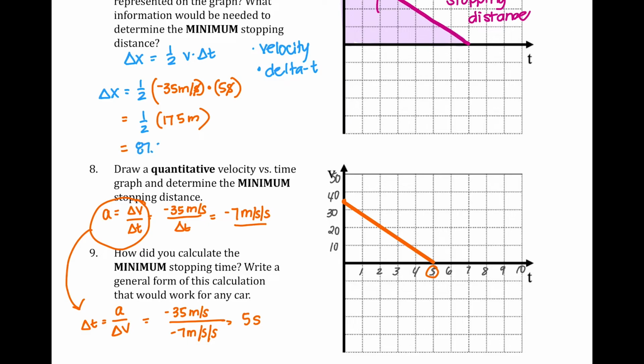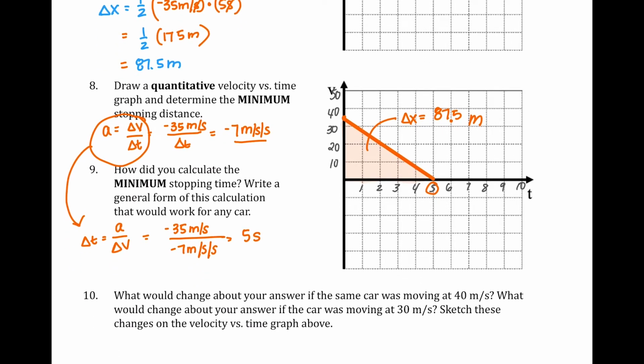87.5 meters. And so this area under the graph, okay, so this area right here, this represents 87.5 meters. So our delta x, which represents 87.5 meters, means that from when the car started braking all the way when it reached a stop, it took the car 87.5 meters to come to a complete stop. All right. And so now let's take a look at number 10.